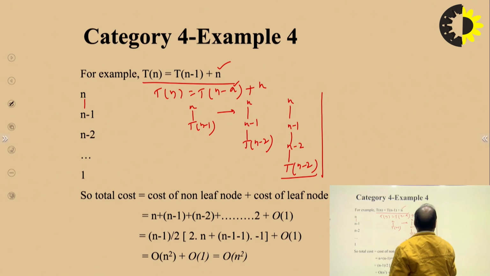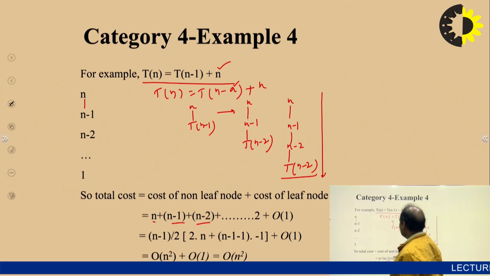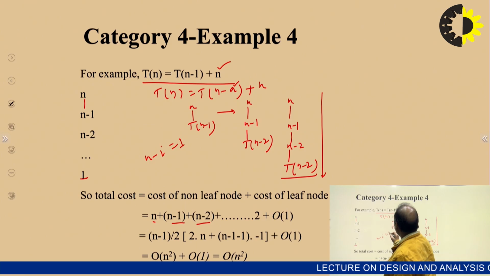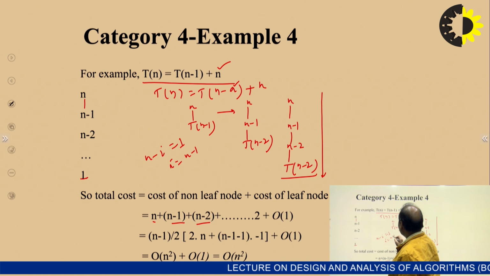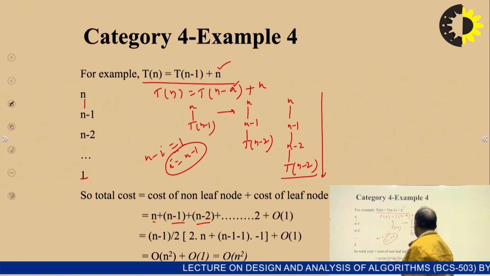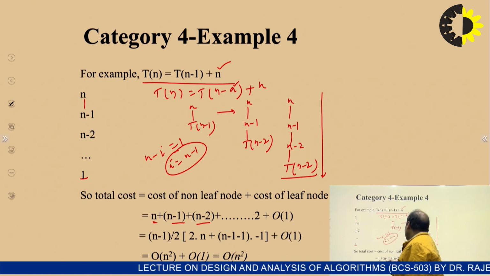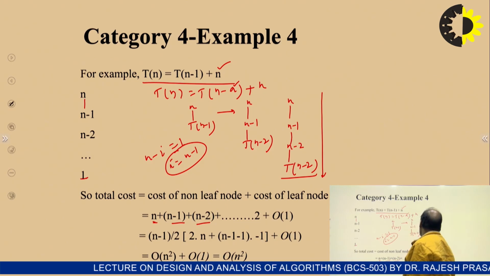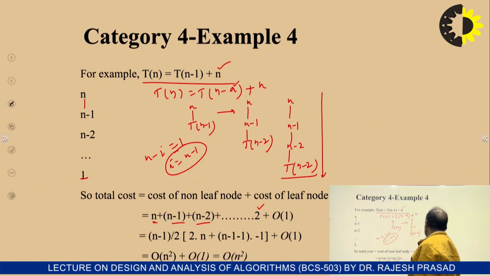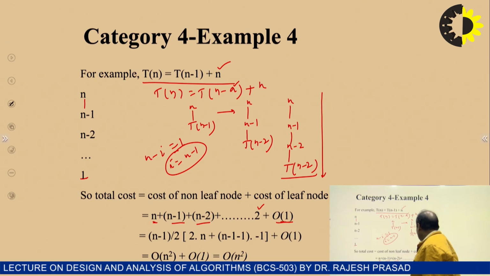Keep continuing like this. If you start adding them, n, then n-1, then n-2, ultimately you know it will become 1. At what time will it be 1? Whenever n-i equals 1. It is reducing like this, so i will be n-1. So this is the 1 actually. If you just add n plus n-1 and keep adding up to 2, and then big O of n.